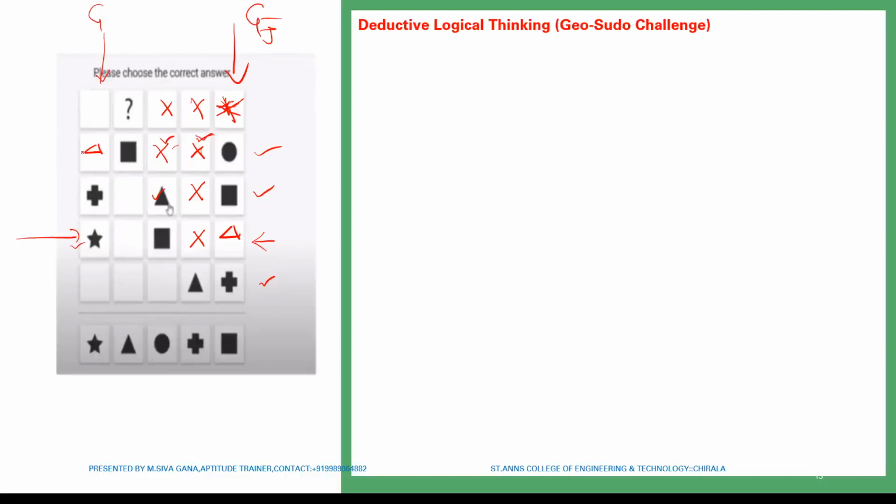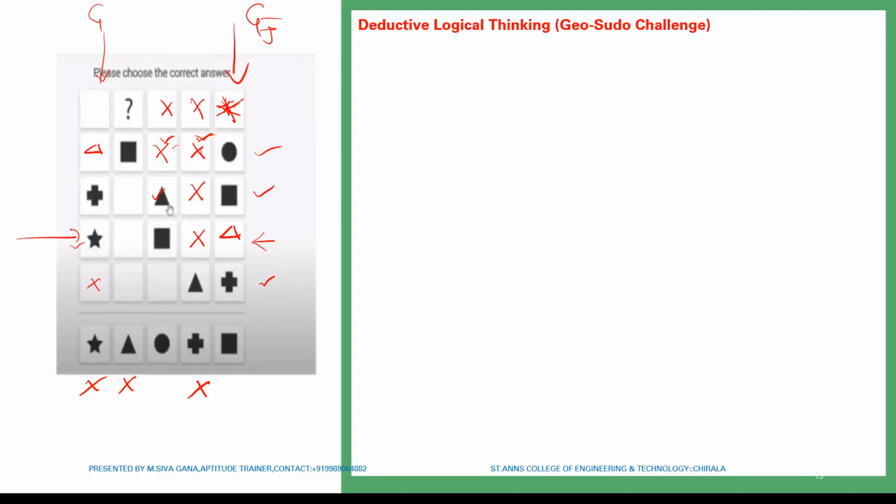If it is delta, then see here. Here delta is not possible, delta is already present. Now in this column 1, what are all the different shapes that are left? Star is over, plus is over, delta is over. Circle and rectangle are there.